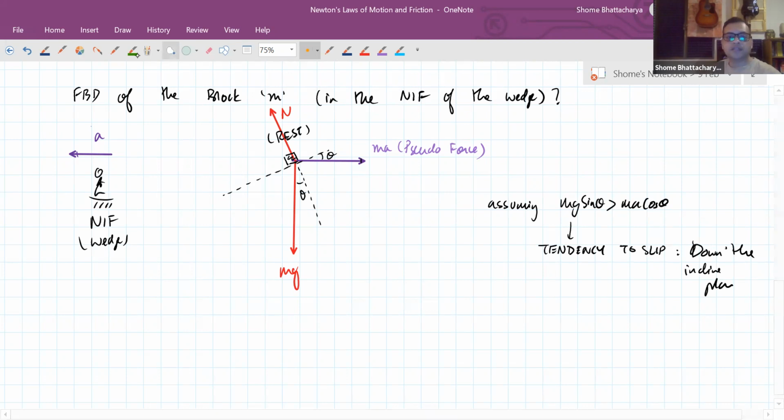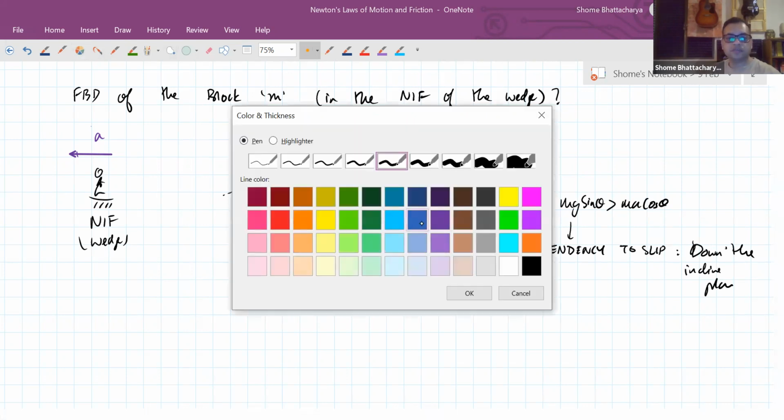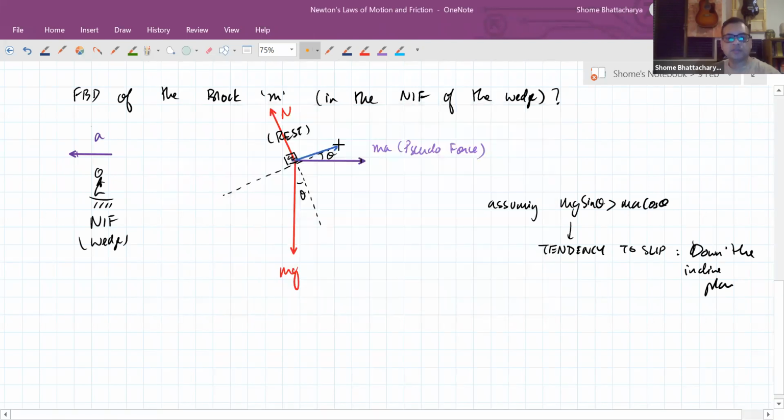Okay. So in that case, the direction of the static friction that is preventing slipping will be up the inclined plane, trying to prevent it from slipping down the inclined plane. So without getting into too much bother about resolving the forces, or let me just resolve the forces, that's also fine.